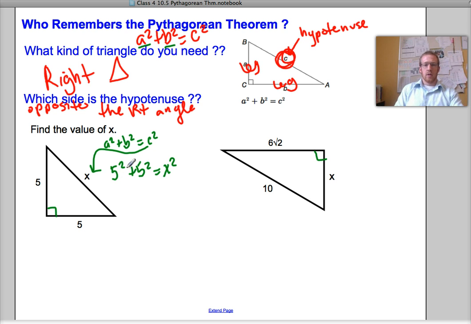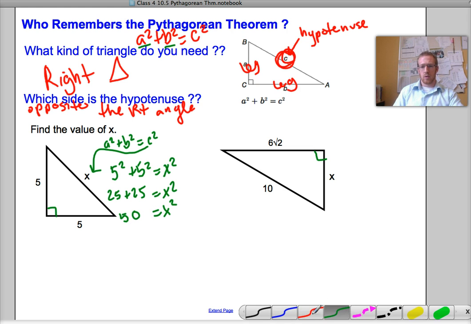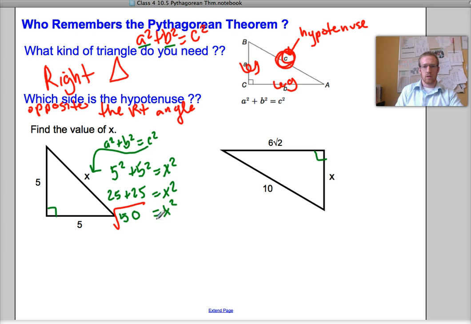Alright, now I'm going to crunch these numbers, and once I have one number over here, I'm going to take the square root of both sides. So that's 25 plus 25 equals x squared, so 50 equals x squared. Also notice how I'm writing this correctly, keeping my equal sign lined up, and writing both sides of the equation every time. Not just doing a little bit of work here and a little bit of work there and hoping that I can get the numbers at the end. Alright, the neater you do your work, the better. So now I'm going to take the square root of both sides. So the square root of x squared is just x.